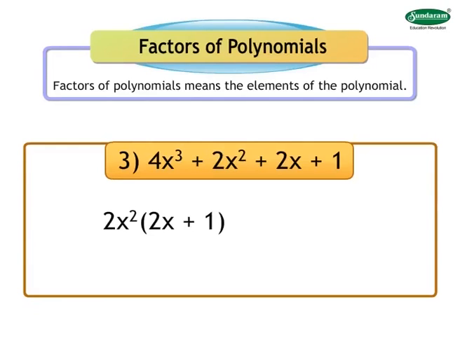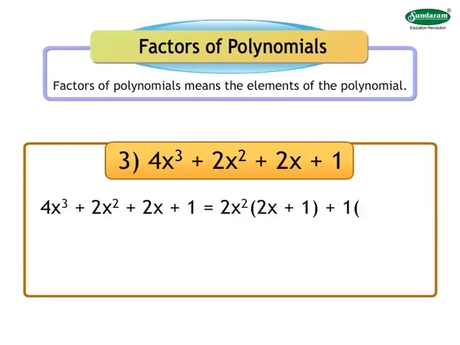Now for the next two terms, that is 2x plus 1. Here we shall take plus 1 as common. Hence, we will write the factor of these two terms as plus 1 open bracket 2x, because 2x multiplied by plus 1 gives you plus 2x, plus 1, as 1 multiplied by plus 1 gives you 1, close bracket. Hence, the factors of 4x cubed plus 2x square plus 2x plus 1 is equal to 2x square into 2x plus 1, plus 1 into 2x plus 1.